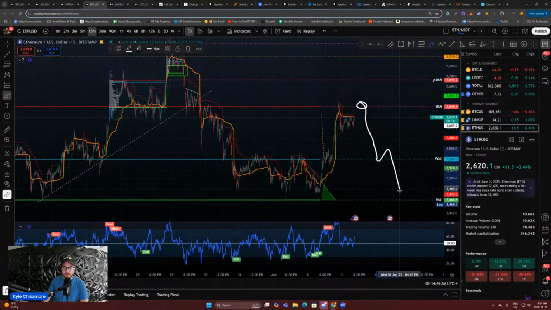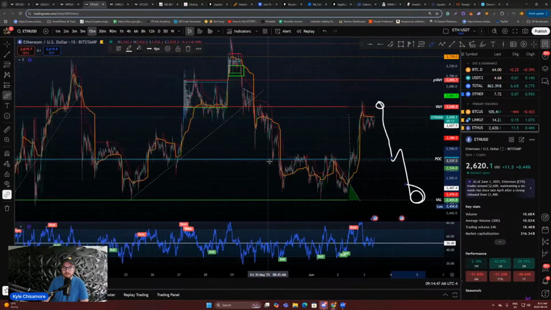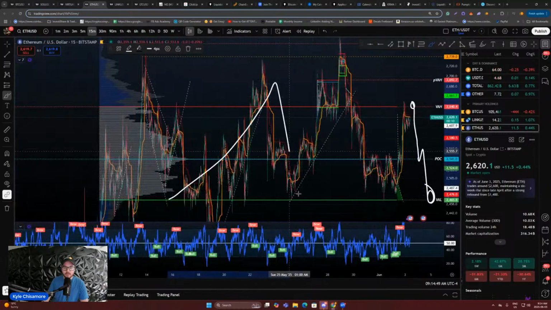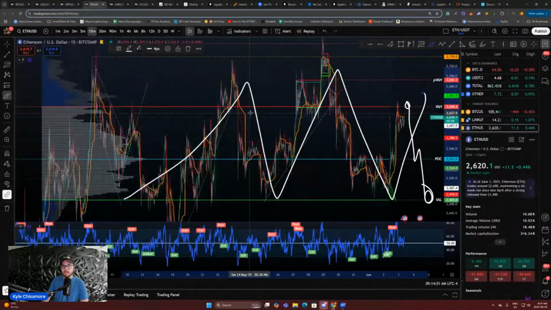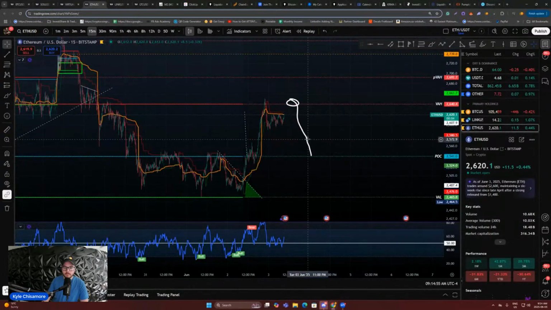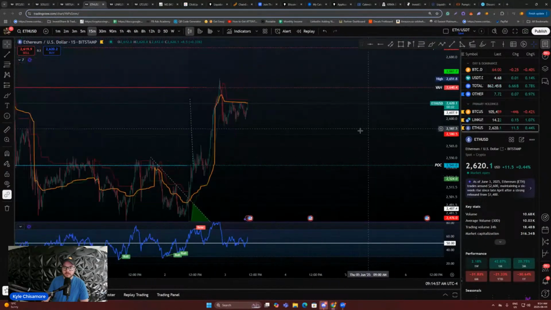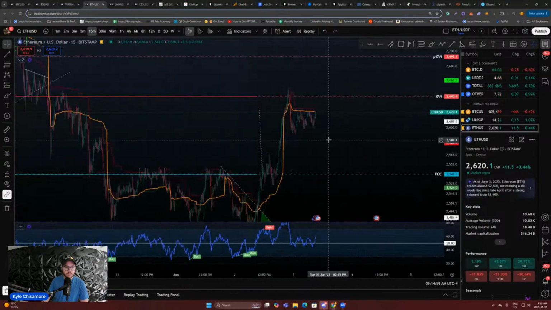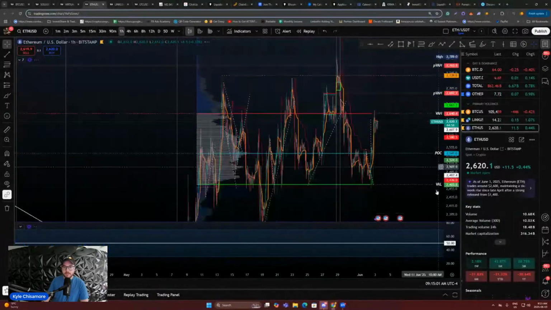But if we get past that point of control, then we can target the value area low again and just continue this ping pong back and forth range bound price action. That's what I'm kind of waiting for. Let's zoom out a little bit on Ethereum.